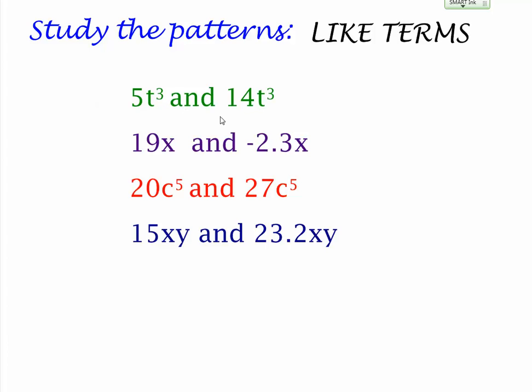Okay, then you examined all these to see why both of these terms are like terms, and these are like terms, and the red ones are like terms, and the blue ones are like terms. And you guys figured out it's because their variable parts are exactly the same. Same variable and the same exponent. As long as the variable parts are the same, they are like terms.